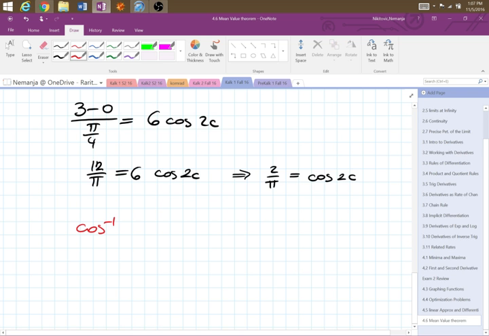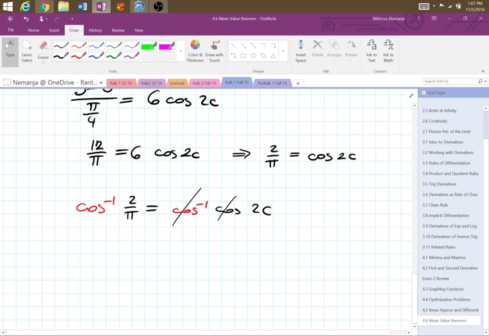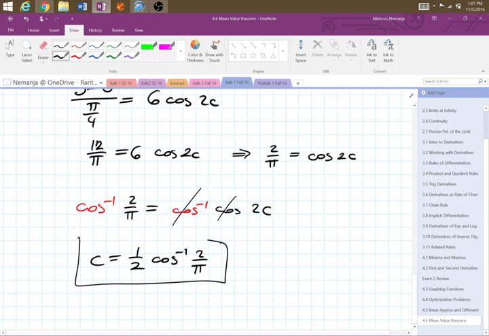So cosine inverse of 2 over pi is equal to cosine inverse of cosine 2c. These guys cancel. So c is equal to 1/2 cosine inverse of 2 over pi. There it is. That's the answer. Now you can get decimals if you want to, if that's your preference.